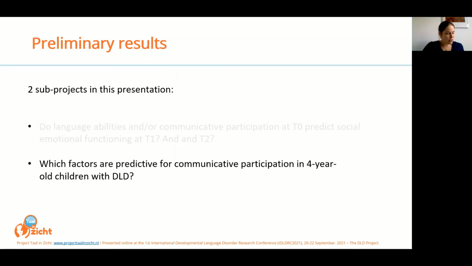So the question is, which factors are predictive for communicative participation in 4-year-old children with DLD? As you know, we administered several language measures at T0, and we also administered a speech intelligibility questionnaire at T1, and these language measures we're using to predict communicative participation at T1. So we're including these measures as predictors.